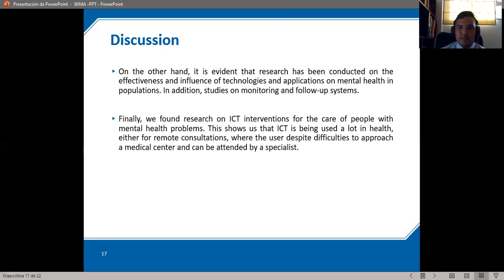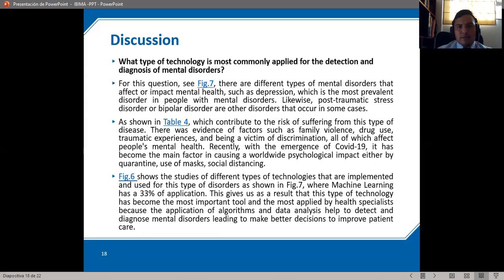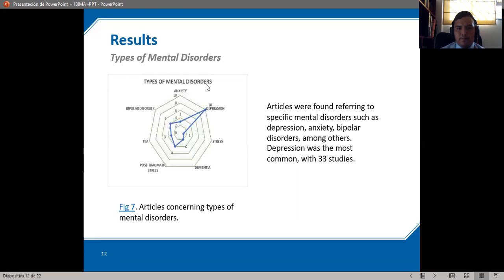To show this, ICT is being used for remote consultation where users find it difficult to approach a medical center. It can be attended by a specialist. What type of technology is most commonly applied for detection and diagnosis of mental disorders? For this question, see figure 5.